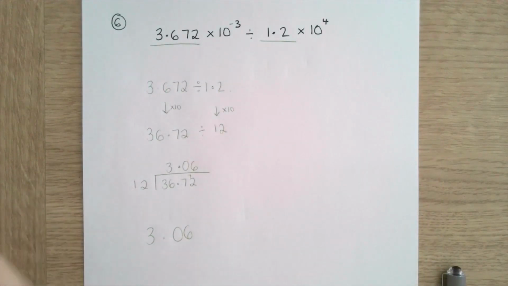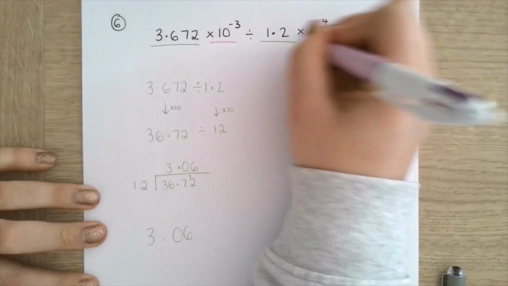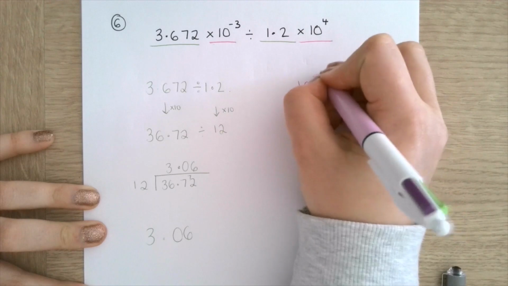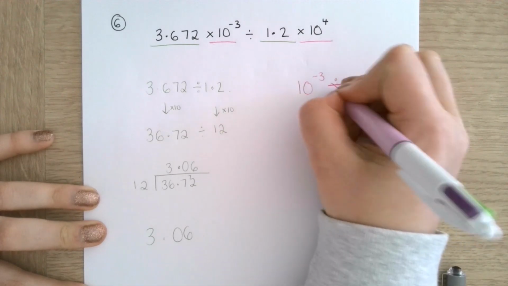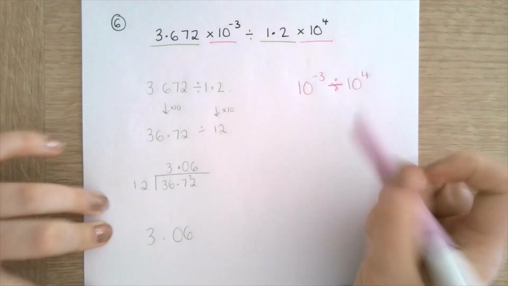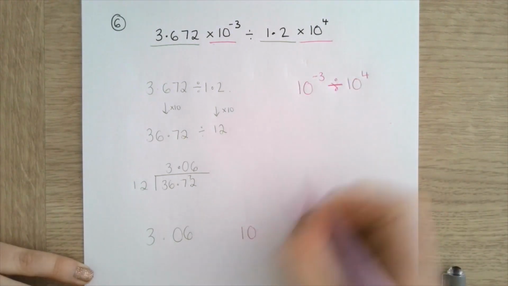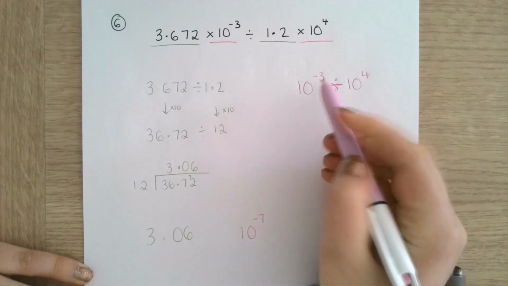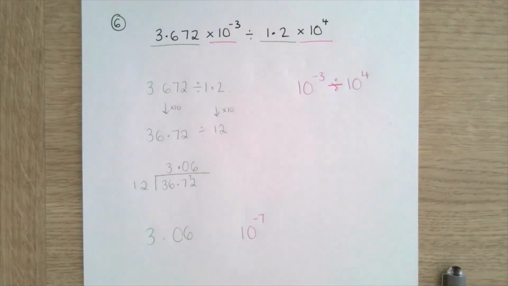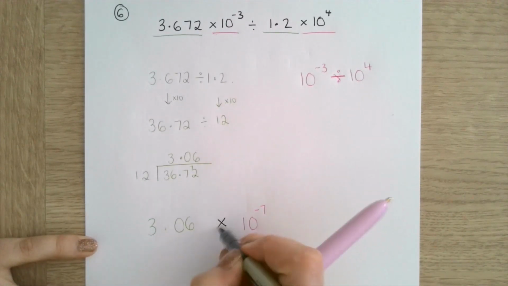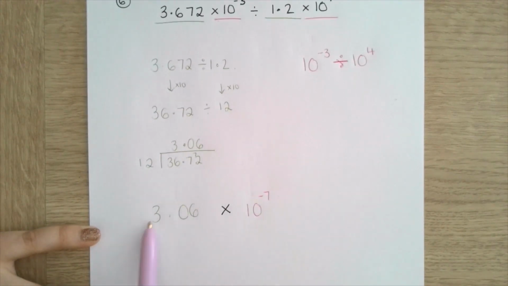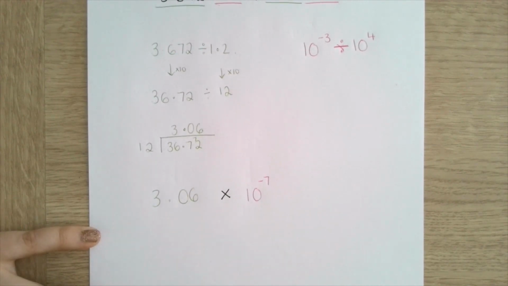And then I am going to do 10 to the power of -3 divided by 10 to the power of 4. Remember to subtract your powers when dividing, so that's going to get me 10 to the power of -7, because it's -3 take away 4. And remembering, in our standard form, 3.06 times 10 to the power of -7. This is in standard form. That's great. I don't have anything to do with that there.